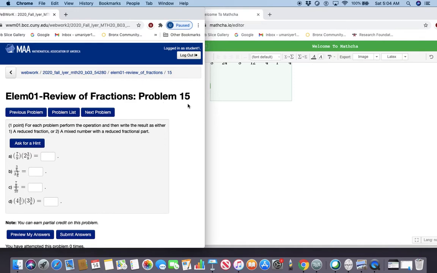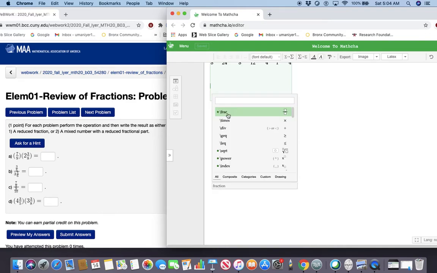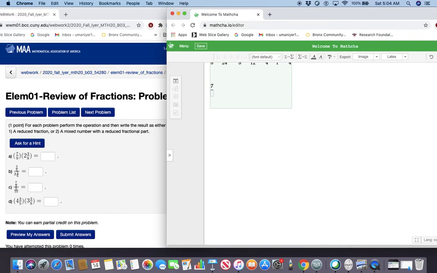Welcome back. Problem 15. You want answers to be in a reduced number or a mixed number with a reduced fractional part. There is no symbol between these two fractions, which means it's a multiplication. So you're looking at a fraction 7 over 9. There is no symbol in between the parentheses, so that means it's multiplication. Now that's a mixed number, 2 and 3/8.